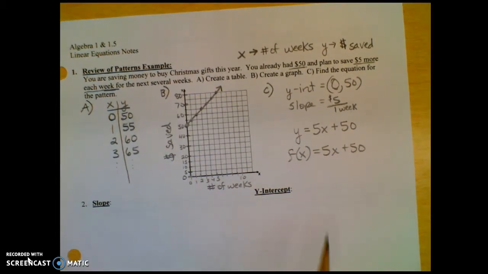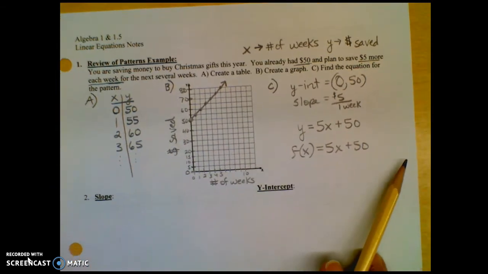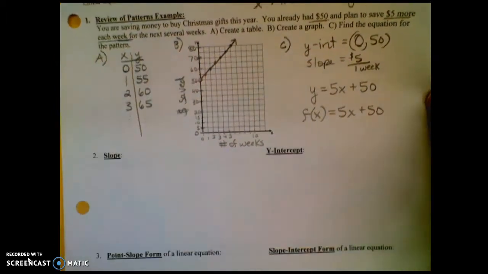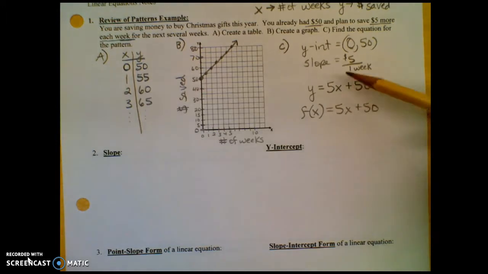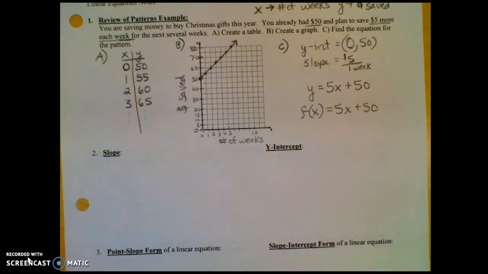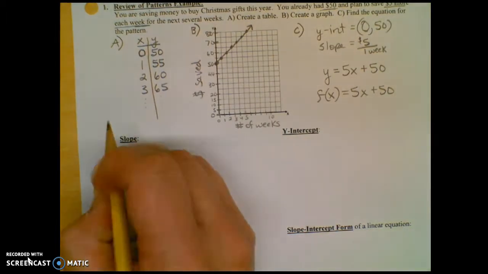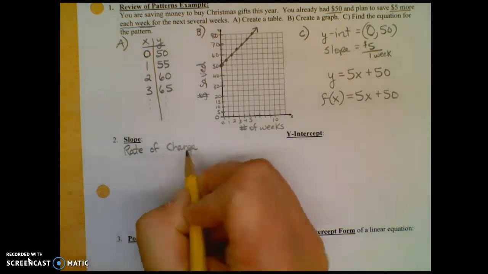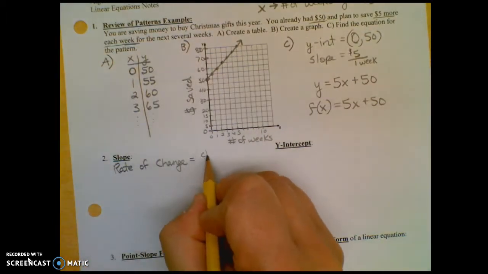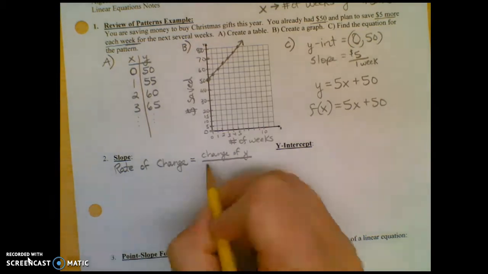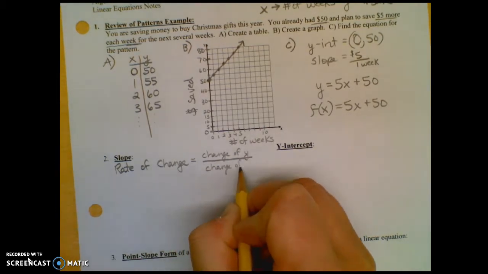Okay, so here's a little review of some pattern stuff. This is all stuff that you should have learned last year. And then obviously we will continue to discuss every year. You'll use this in Algebra 2, you'll use this in Trig, Pre-Calc, some geometry. So now we're going to review some of the formulas. Okay, so the slope is a rate of change, and it is specifically the change of the y variable divided by the change of the x variable.